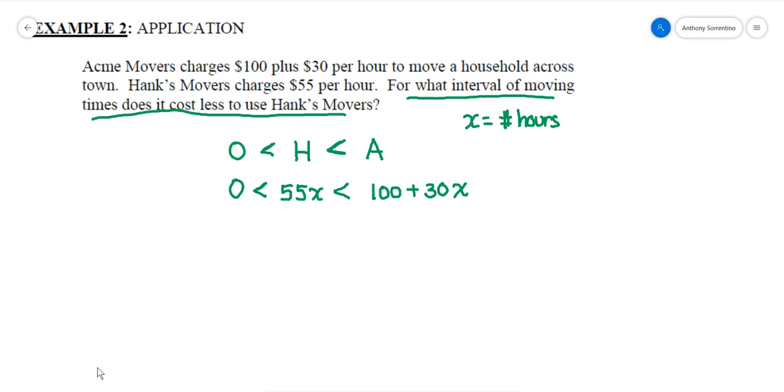Okay, so that means I'm going to have 0 is less than 55x, and 55x is less than 100 plus 30x. So obviously for this one, that means that 0 would be less than x. x has to be greater than 0. Stands to reason. If it doesn't take me any time to move, then I'm really not moving anything.